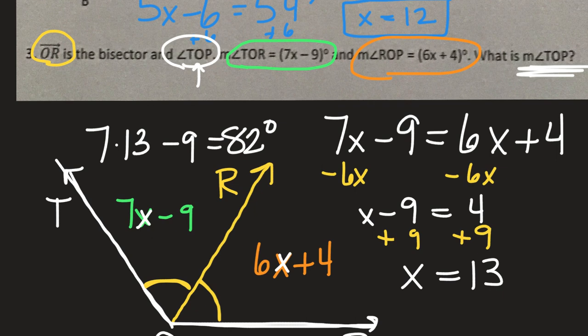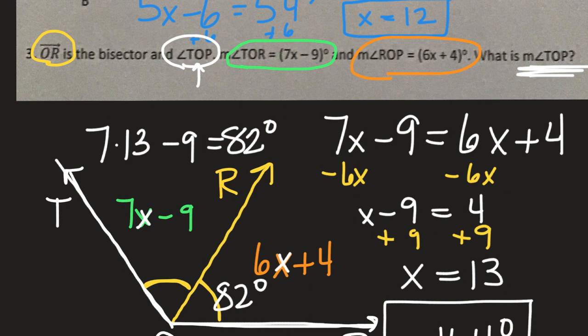And because it got bisected, we know this one is also 82 degrees, right? We don't have to plug it back in there. But 82 plus 82 is 164 degrees. So the measure of angle TOP is 164 degrees. Okay, so remember, if you don't know a total, you can't use the segment addition postulate. You have to do basically a bisector and set the things equal.